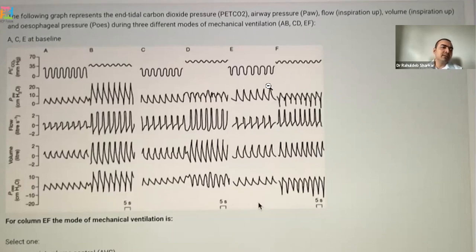But I don't understand what they mean by baseline. What is baseline? Unless there is a previous stem where they have said that the baseline is volume control for everything, and then they're expanding on those questions later on. I'd say this is not going to be a standard EDIC style question. I can't answer the whole thing. This EF, I'm pretty sure it's looking at pressure support.